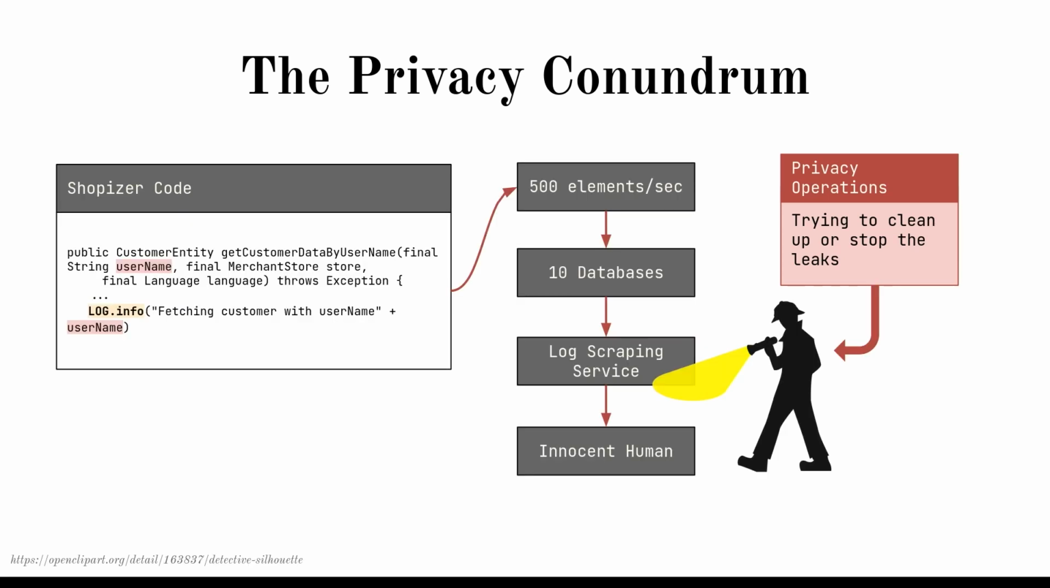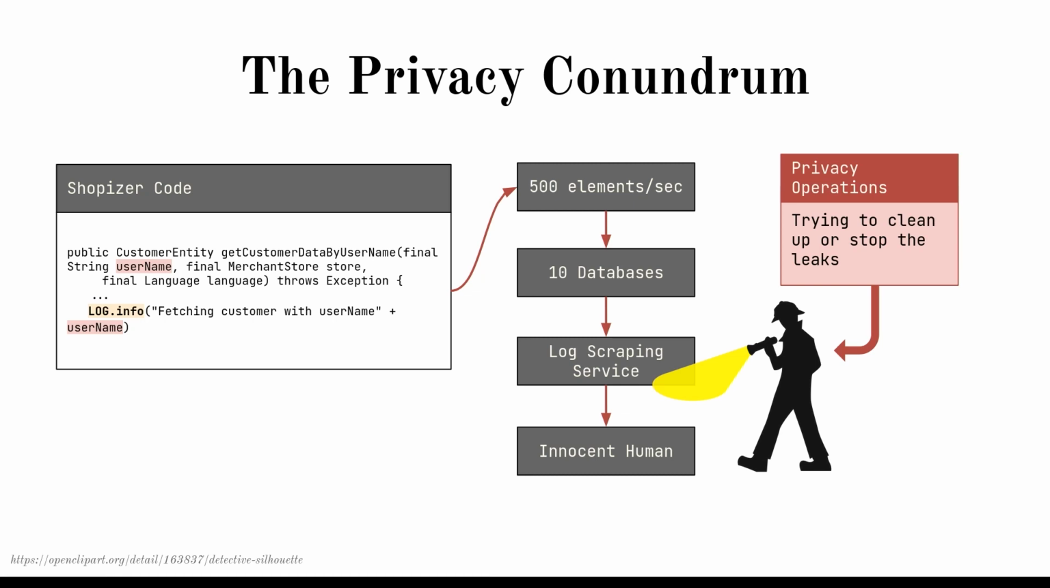This is code from an open source app called Shopizer. And there is a small statement below which is like log.info, and there is a username that is being logged. So it's okay, developers don't mind having a few logs here and there. But imagine 500 people are using this installation at a given time, and they are going to generate a lot of data, and this data is going to go in multiple databases.